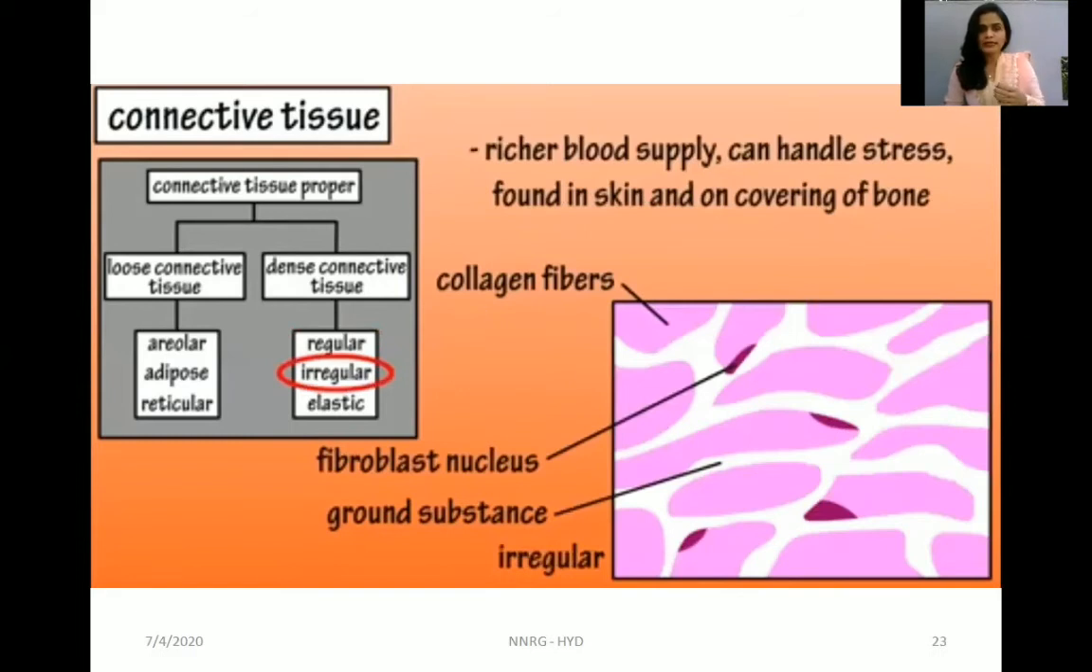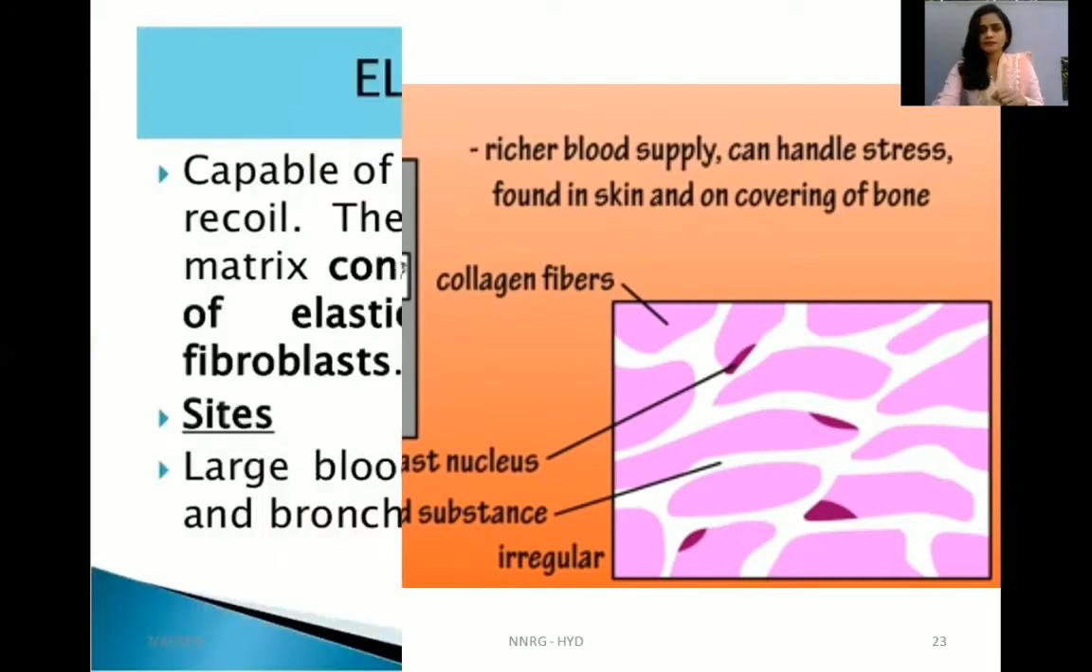Then coming to the irregular dense connective tissue. Irregular dense connective tissue has irregular collagen fibers. They are not regular, and again they have fibroblast nuclei, and the ground substance is also present. Compared to the regular one, this irregular connective tissue has a very good blood supply, so it can handle any sort of stress. The healing process is faster in these cases. Usually they are found in the skin and covering the bone.